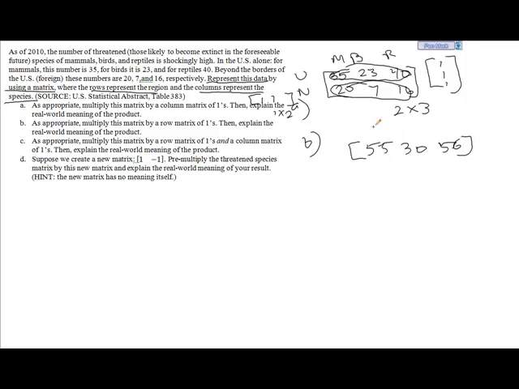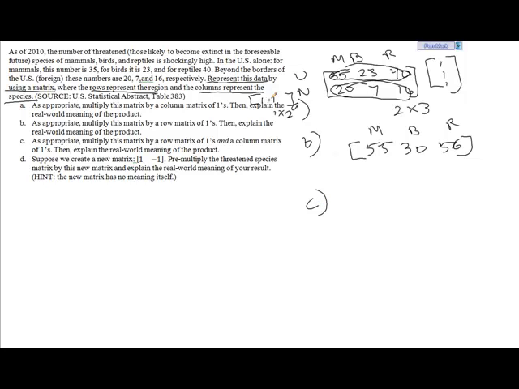Well, what did I just do? This is the total number of endangered mammals, this is the total number of endangered birds, and this is the total number of endangered reptiles in the U.S. and beyond. As appropriate, multiply this matrix by a row matrix of 1s and a column matrix of 1s.